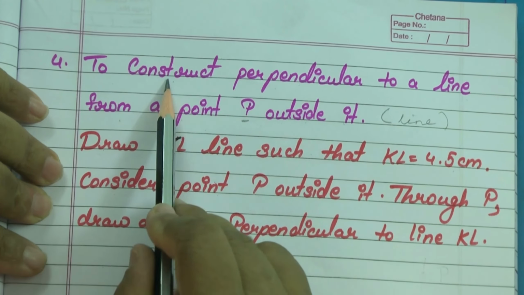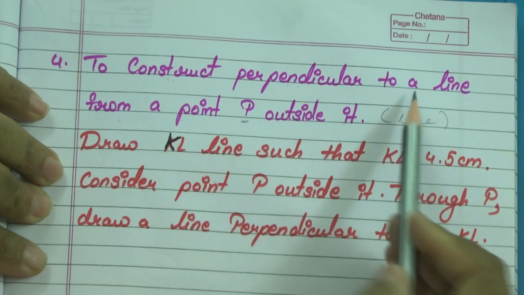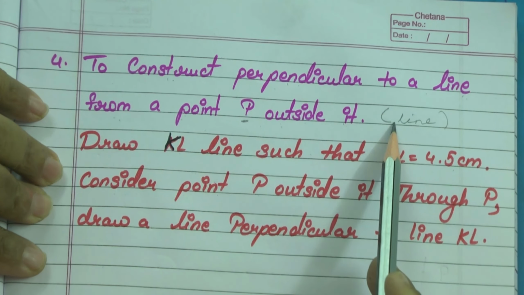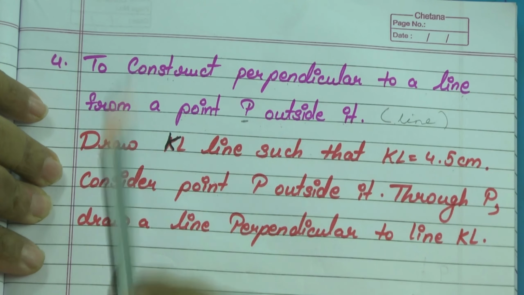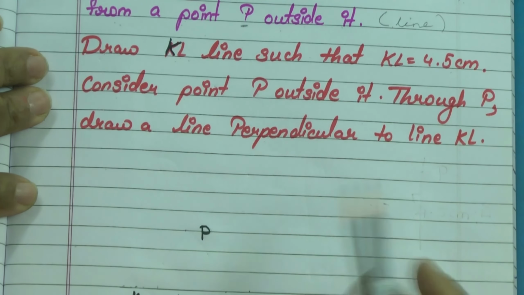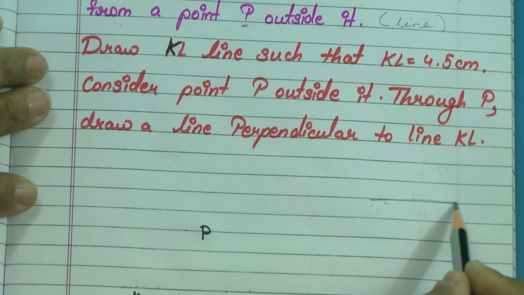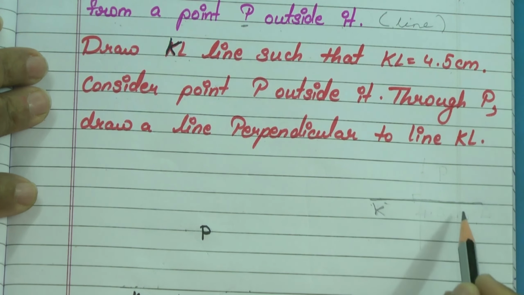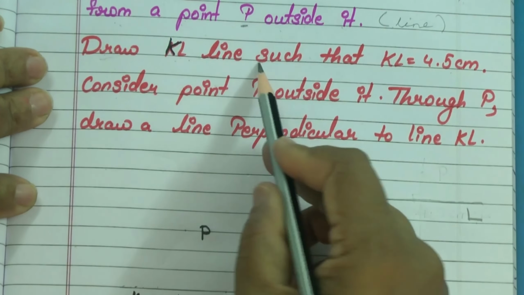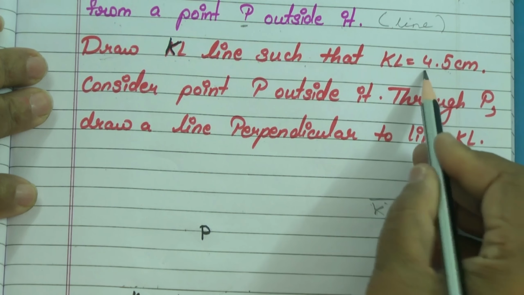Now we will be constructing a perpendicular line to a given line from the point P, which is outside the line. For that, we have to draw a line. Draw a line KL. Rough diagram is always better, children, which helps you to not make mistake. Draw a line KL, and that line is 4.5 centimeter.